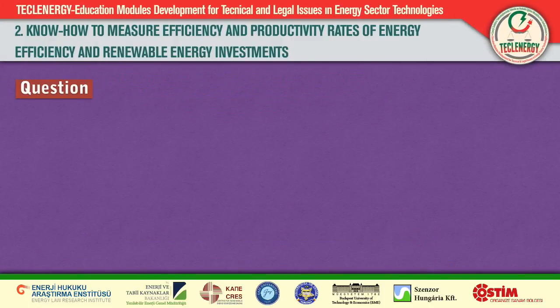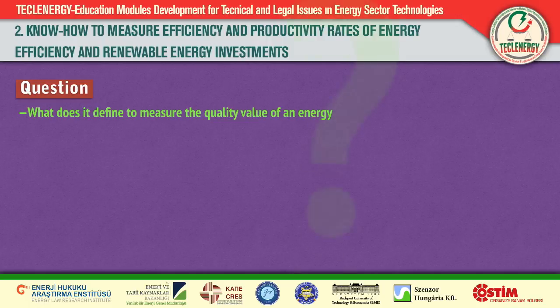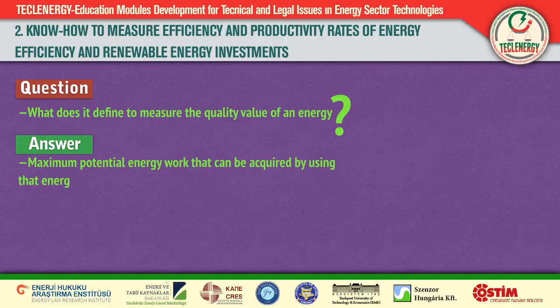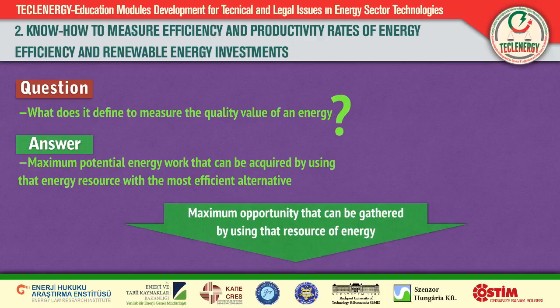Question: what defines the quality value of an energy? Answer: the maximum potential energy work that can be acquired by using the energy's resource with the most efficient alternative. Up to now, as a key feature, it can be said that consumption of energy per unit of time will be the new basis of the metric. Then the question would appear to be answered: how to measure the consumption?